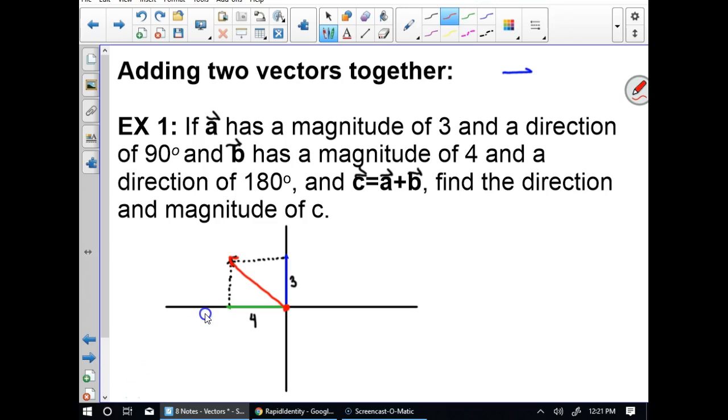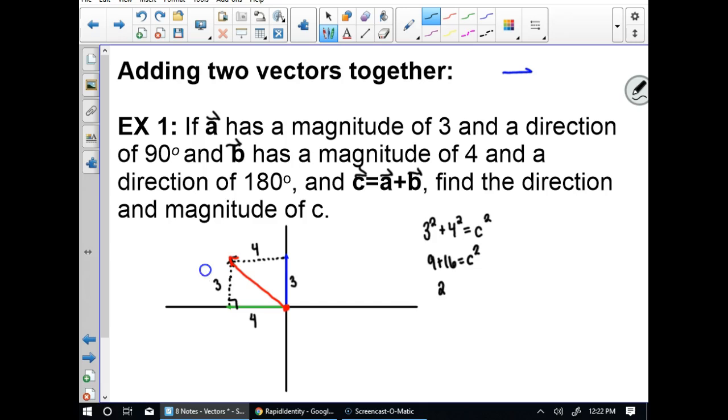So the magnitude, I think, is the easier part. If this side right here is 4, this side right here is also 4. And if this side is 3, this side right here is also 3. In this particular case, we're dealing with a right triangle, because 90 degrees and 180 degrees are perpendicular to each other. Since that's a right triangle and I know 2 sides, what can I use? Pythagorean theorem. So I can say 3 squared plus 4 squared equals c squared, and so I've got 9 plus 16 equals c squared.